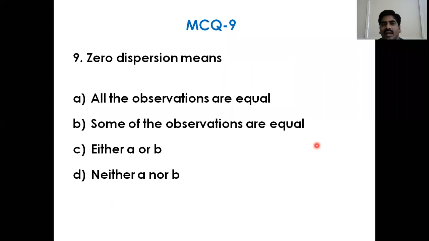Next, question number 9. Zero dispersion means? Option A, all the observations are equal. Option B, some of the observations are equal. Option C, either A or B. Option D, neither A nor B.